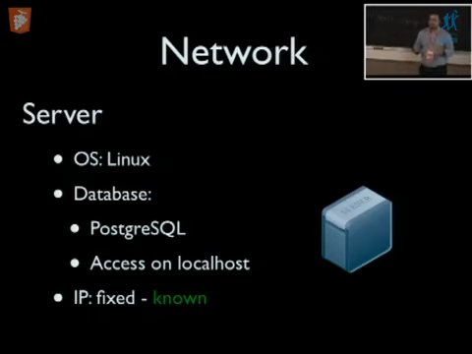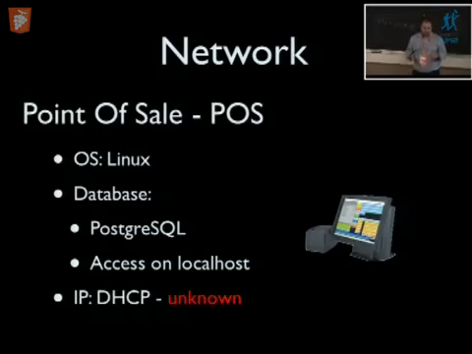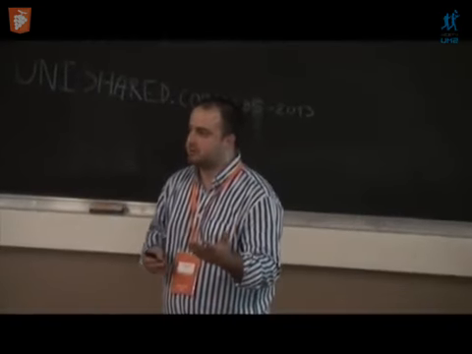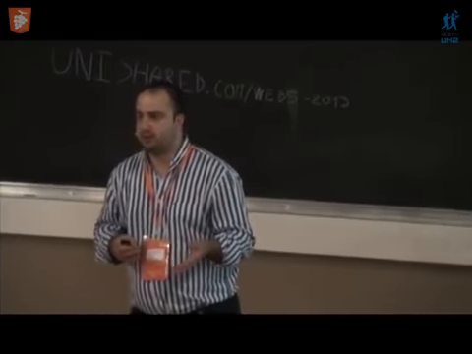So let's see what the point of sale looks like. It's almost the same. It's Linux and PostgreSQL. The database is only accessed on localhost, also inside the point of sale. And here we start getting a restriction. The IP is behind the HTTP of the server, and it's unknown to the support staff. They don't know how to get there. Only the server knows the IP of each point of sale. Every time a point of sale connects to the network, it pings the server and tells it its own IP.